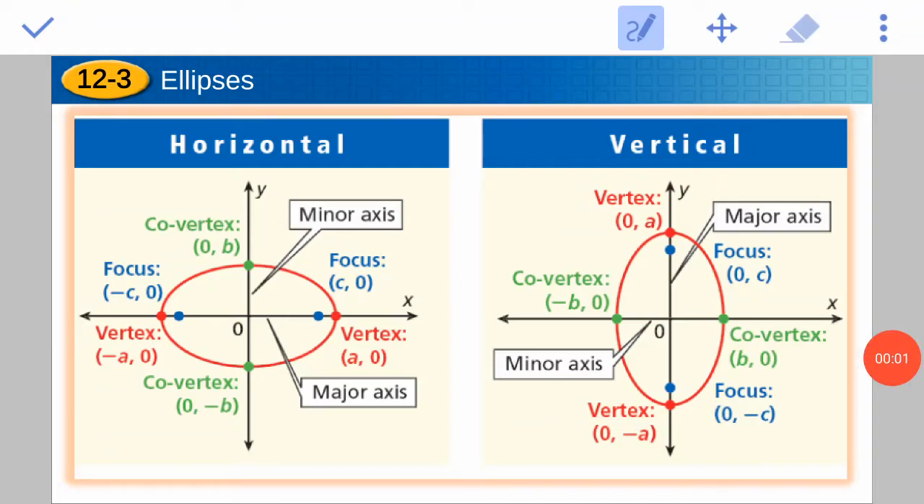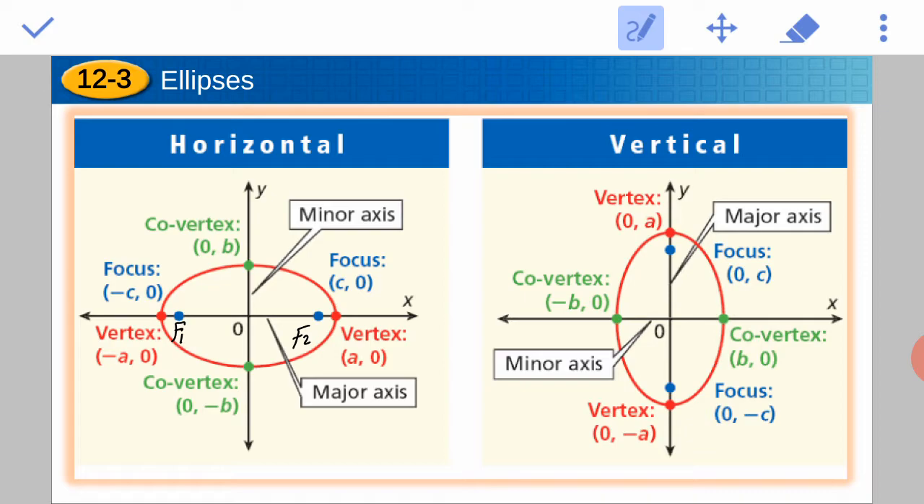Hello Algebra 2 students. This is the second part of section 12-3, ellipses. Just a quick reminder of what you learned about the basic characteristics of an ellipse. An ellipse in the default position has two fixed points. These two fixed points are called the foci. One focus is F1, the other one is F2.